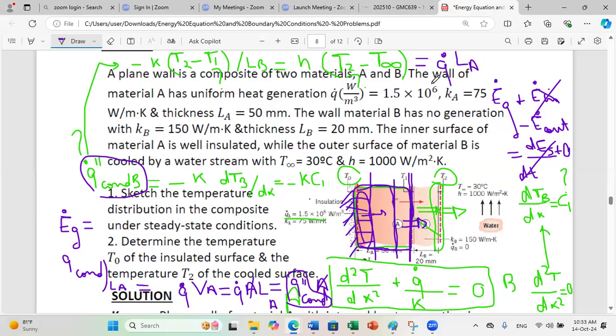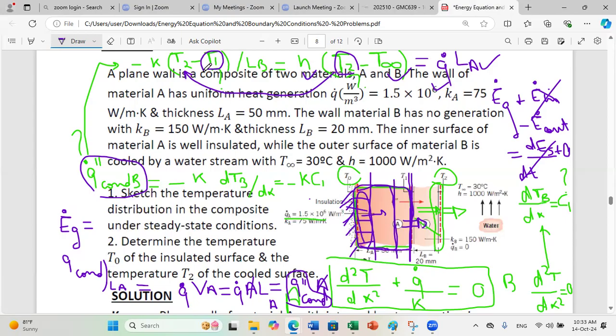You have Q dot, you have LA, you have T infinity and H. You start by using this equation to get T2. Once you get T2, you replace T2 in this equation, you get T1. So this is how you can solve for temperatures T1 and T2. Any question on this?